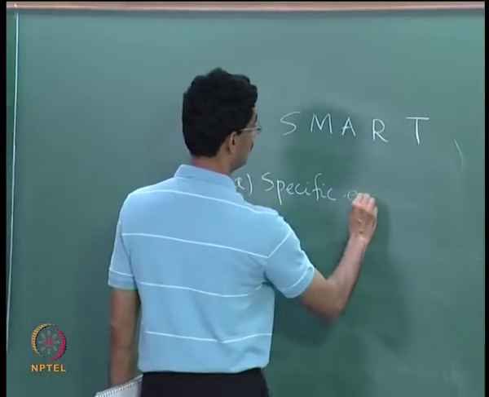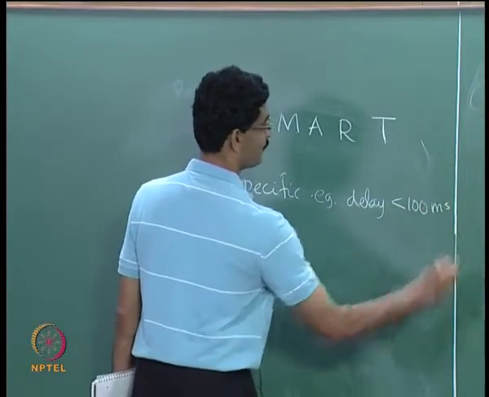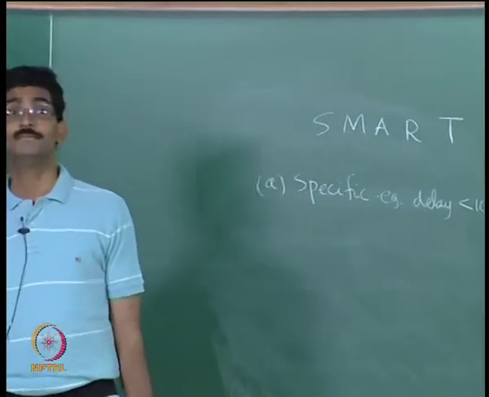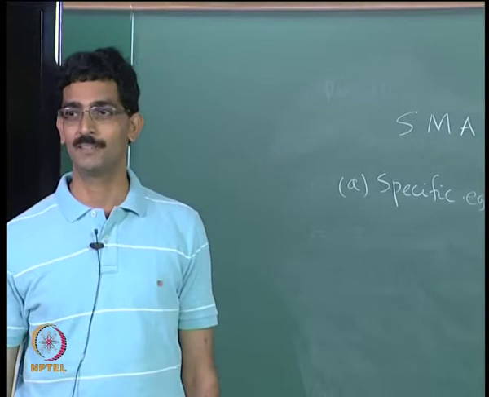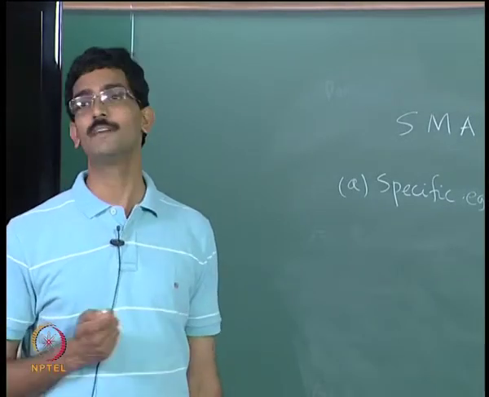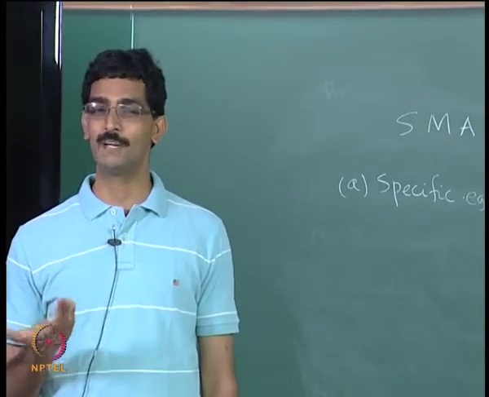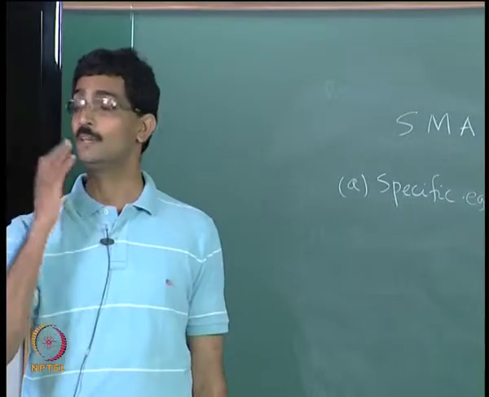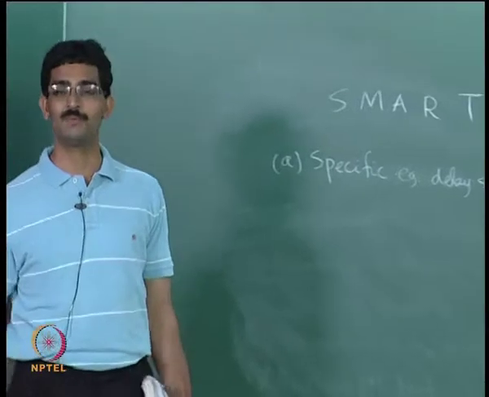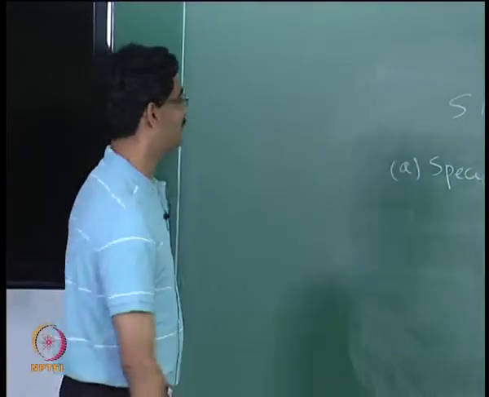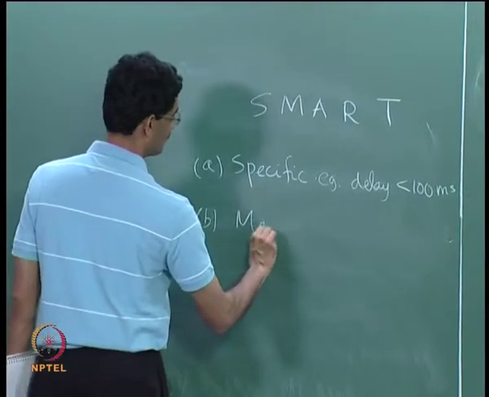For example, delay less than 100 milliseconds, one can say that, but that is still not very specific if you think about it. When I say delay less than 100 milliseconds, what delay? Average packet delay, or worst case packet delay, because worst case packet delay can be very large. I may say average is 100, worst case could be say 2 seconds or so, and these things are easier to specify than realize, but there is a fine balance we have to tread there. So it should be specific with something and also something that is measurable.